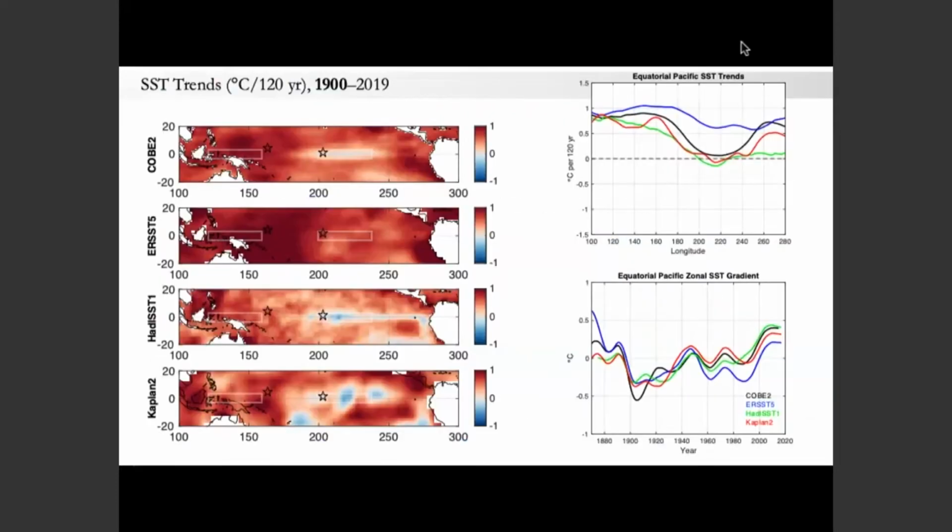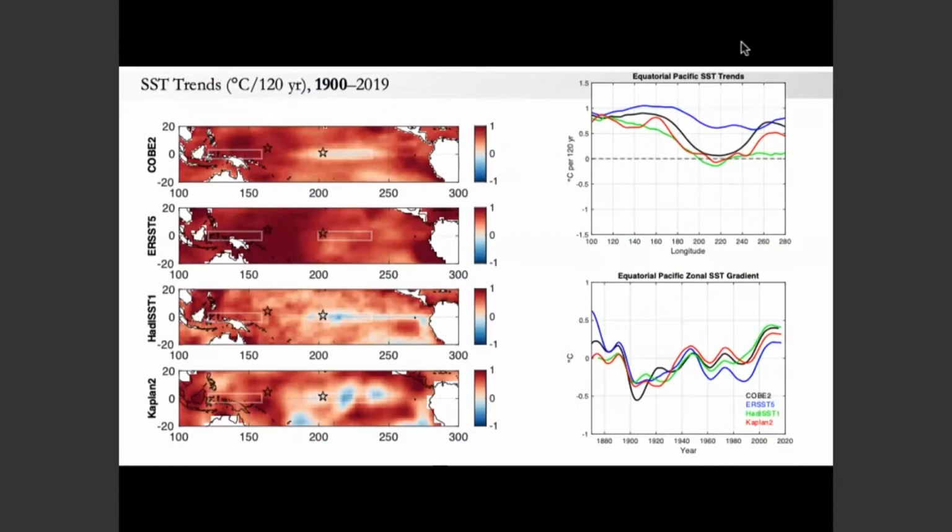Okay, so if we focus on the tropical Pacific a little bit more, I just drew up these plots very recently. These are covering 1900 to 2019, a common period of time between the four, and they all show a strengthening of the zonal SST gradient in the tropical Pacific to various degrees.